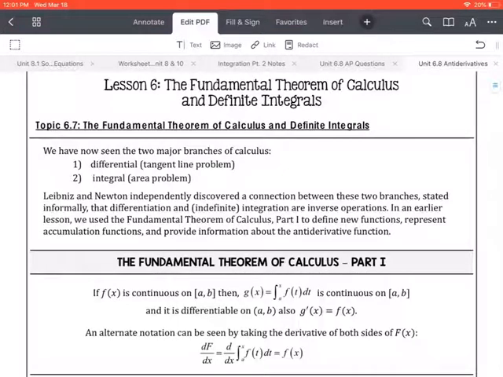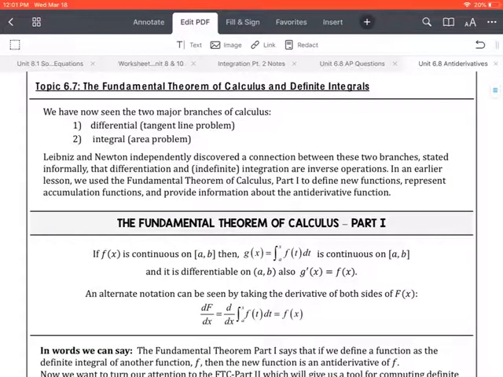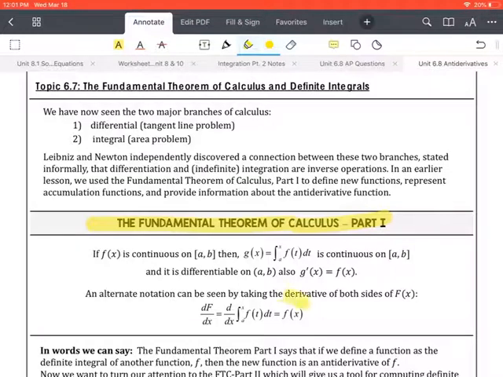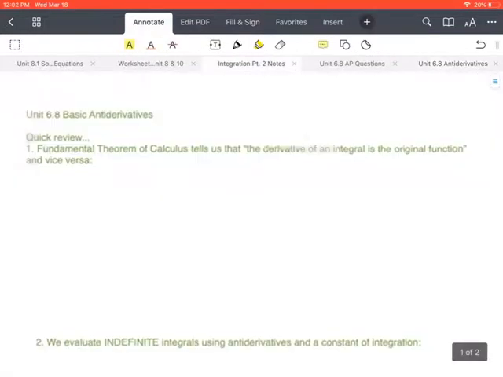The first fundamental theorem of calculus, or FTC Part 1, tells us that if I have a continuous function, then my derivative and my integral cancel each other out. In other words, the derivative of my integral is just my original function, and the integral of the derivative of my function is also just my original function. If you have a notebook, I'd highly recommend writing this down so that you have these notes. FTC Part 1 and Part 2 are super important.